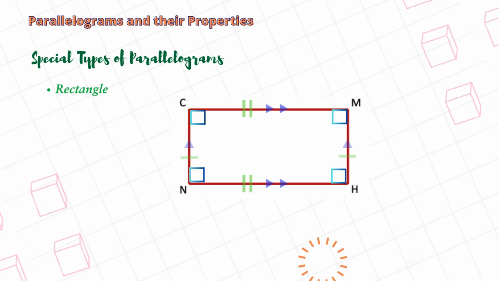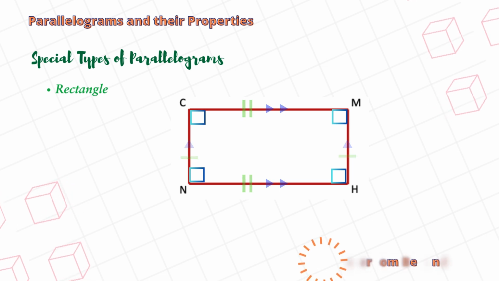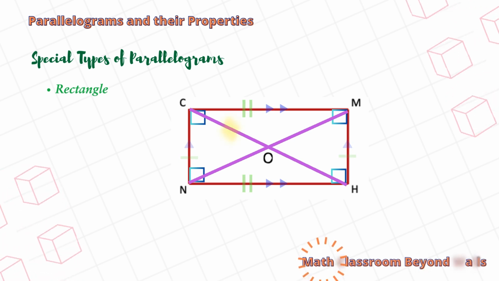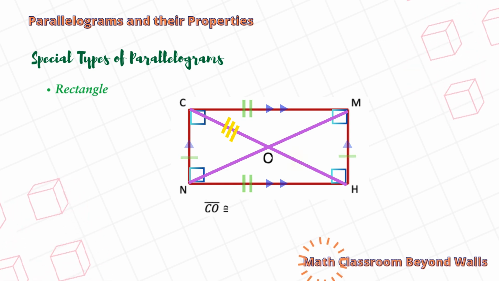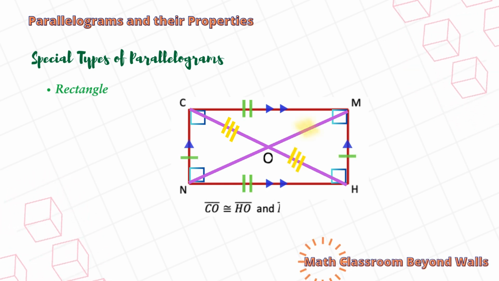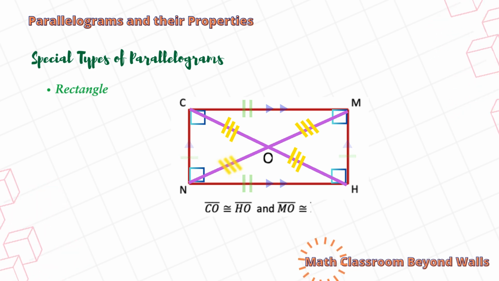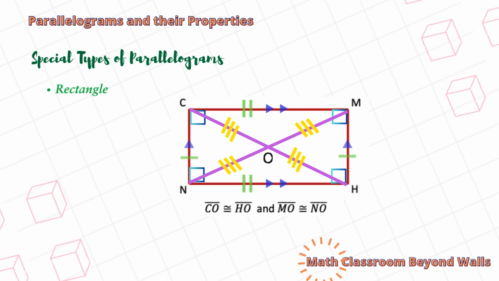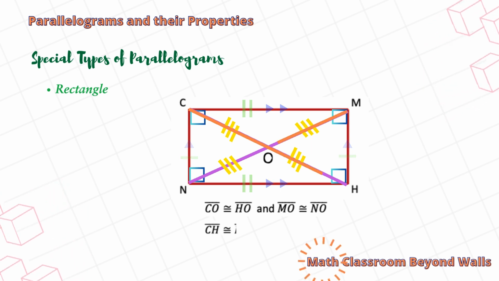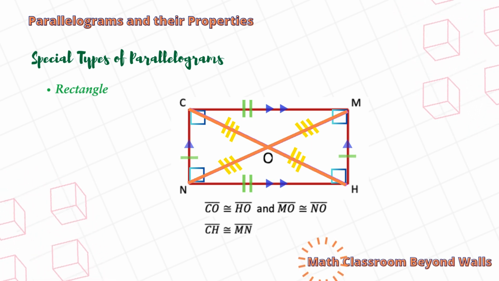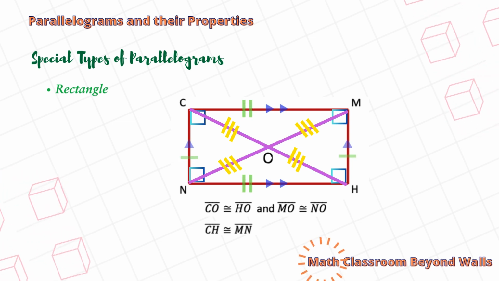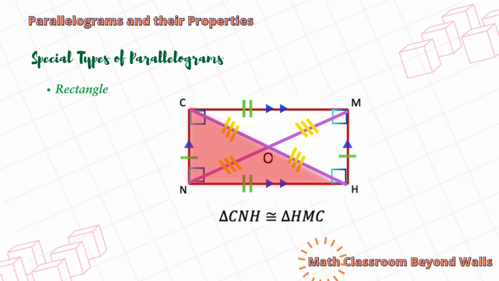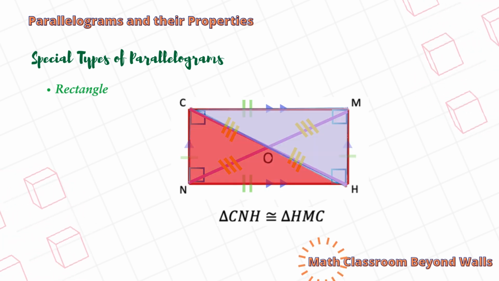Okay, also its diagonals bisect each other. Here, the diagonals bisect at point O. So the following are true. Segment CO is congruent to segment HO, and segment MO is congruent to segment NO. Moreover, the diagonals are congruent. Thus, diagonal CH is congruent to diagonal MN. Just like the parallelogram, the diagonals form two congruent triangles. Thus, triangle CMH is congruent to triangle HNC.